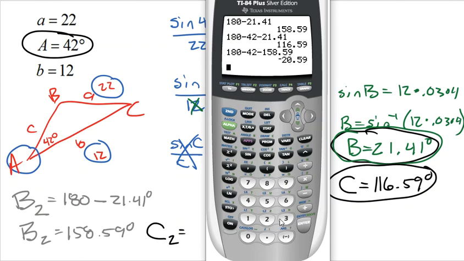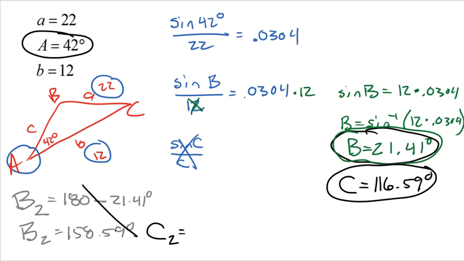Wait a minute, an angle can't be negative. What that is alerting me to is that there is no second option. I had to try and see if there was one, but it just didn't work out. What are you going to do? Not the end of the world. So the only option for angle B is 21.41, and the only option for angle C is 116.59. So this is a perfect triangle that there's only one way to draw it, and that's with these three angles.